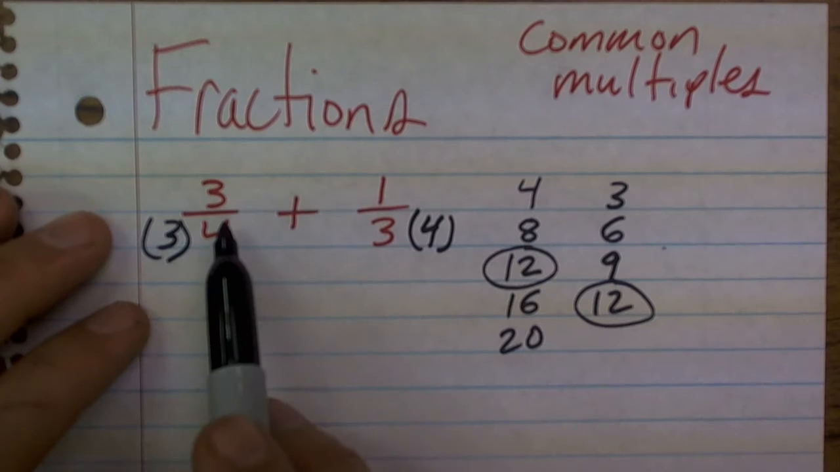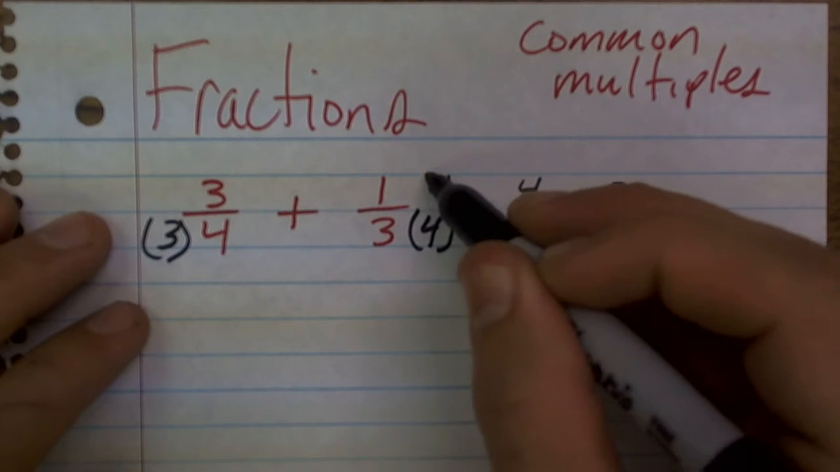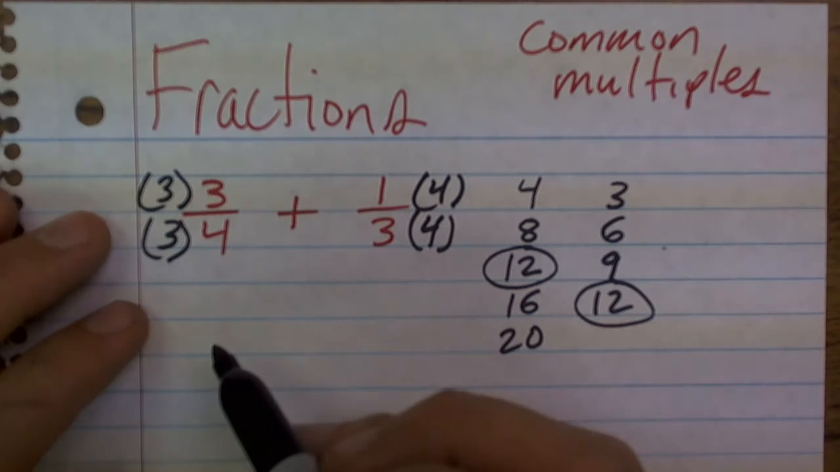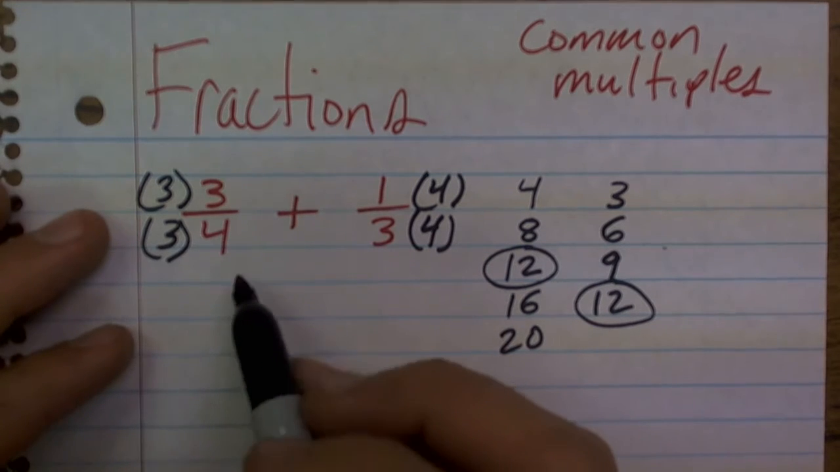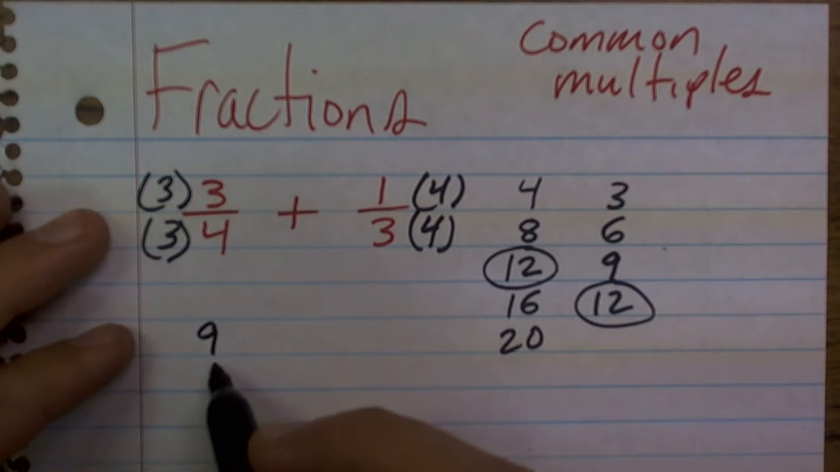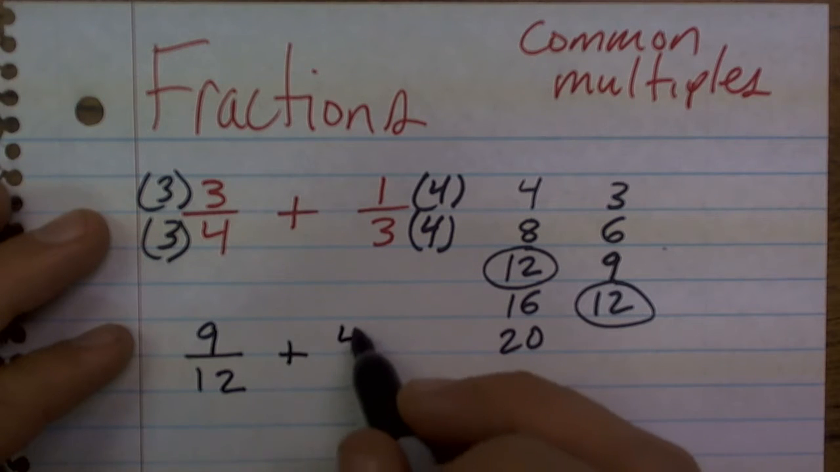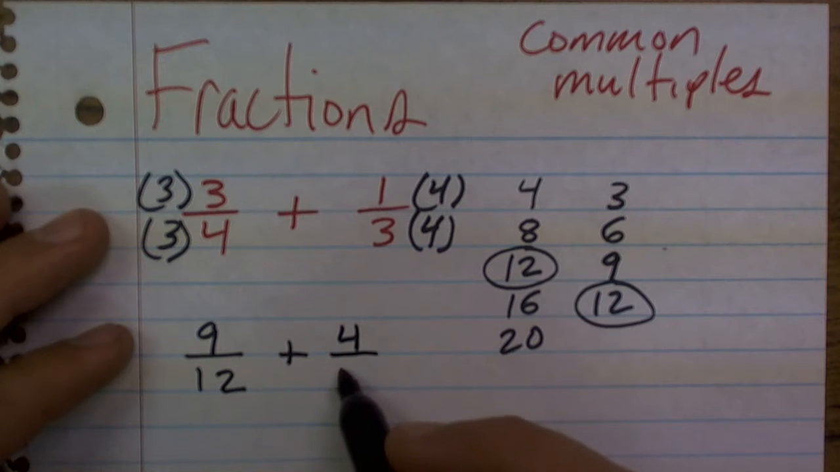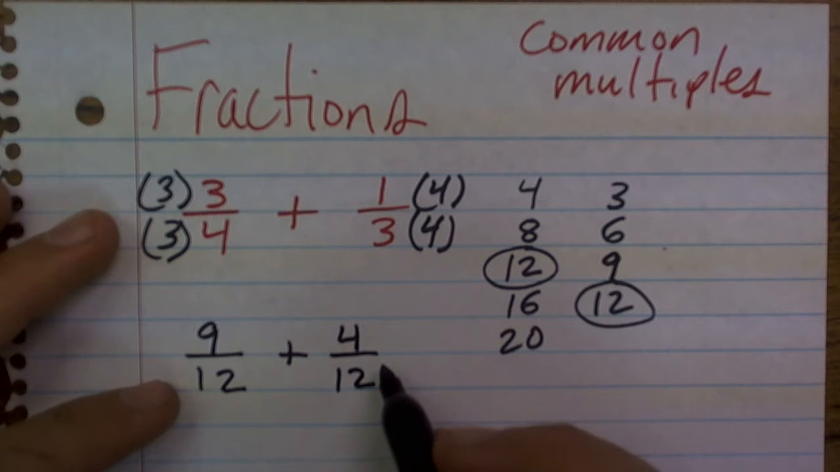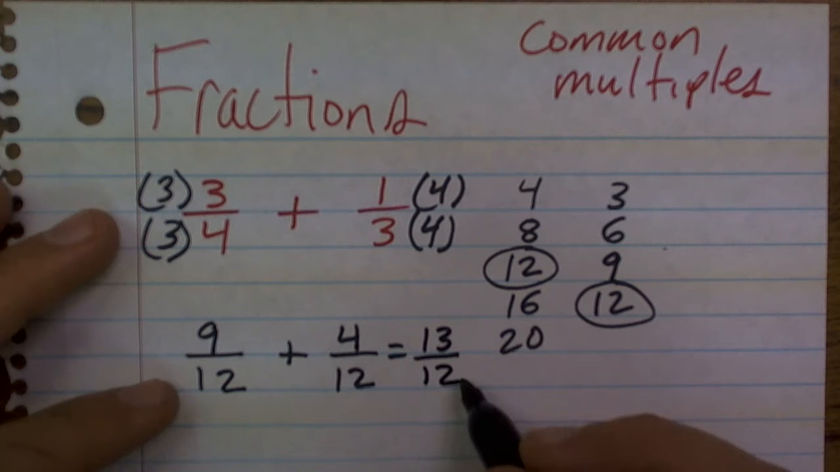Now remember, since we're dealing with fractions, we want to keep these equivalent fractions. So I need to make sure I multiply the numerator and the denominator by 3 and 4. Now I simply multiply across. 3 times 3 is going to give me 9, and 3 times 4 is going to be 12. 1 times 4 is going to give me 4, and 3 times 4 is going to give me 12. Now you can see I can simply add up my answer, and what I end up getting is 13 over 12.